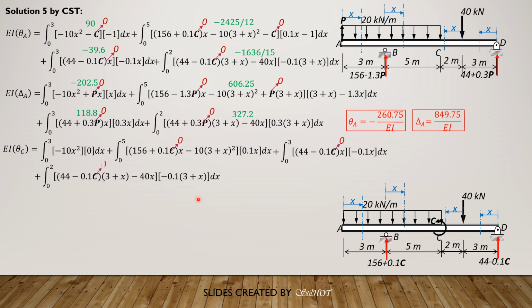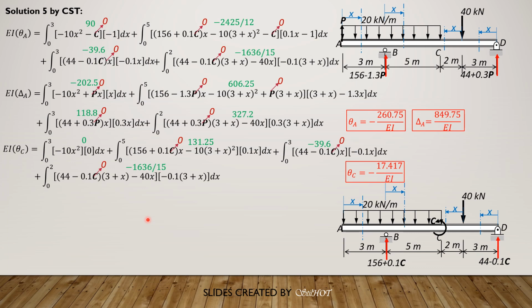So prior to integration, set the value of C to 0. Then the first integral is 0. The second is 131.25. The third is negative 39.6. The fourth is negative 1636 over 15. Then combining, theta C is equal to negative 17.417 over EI, just like before.